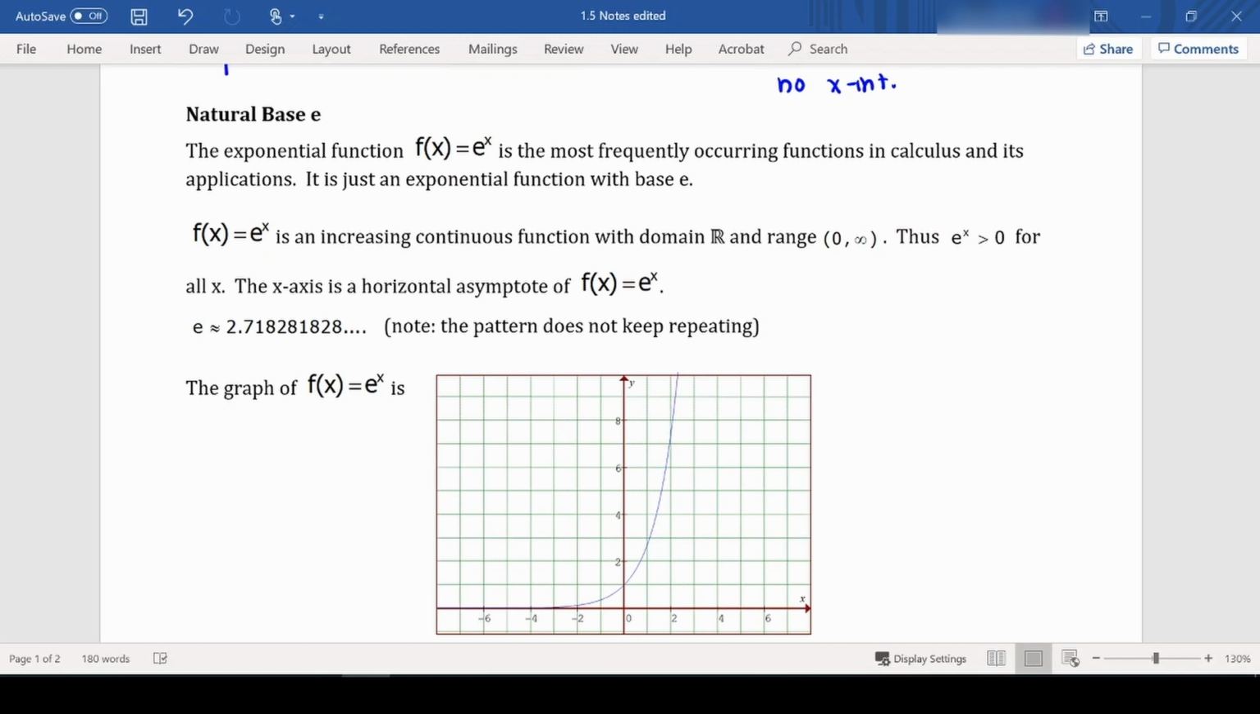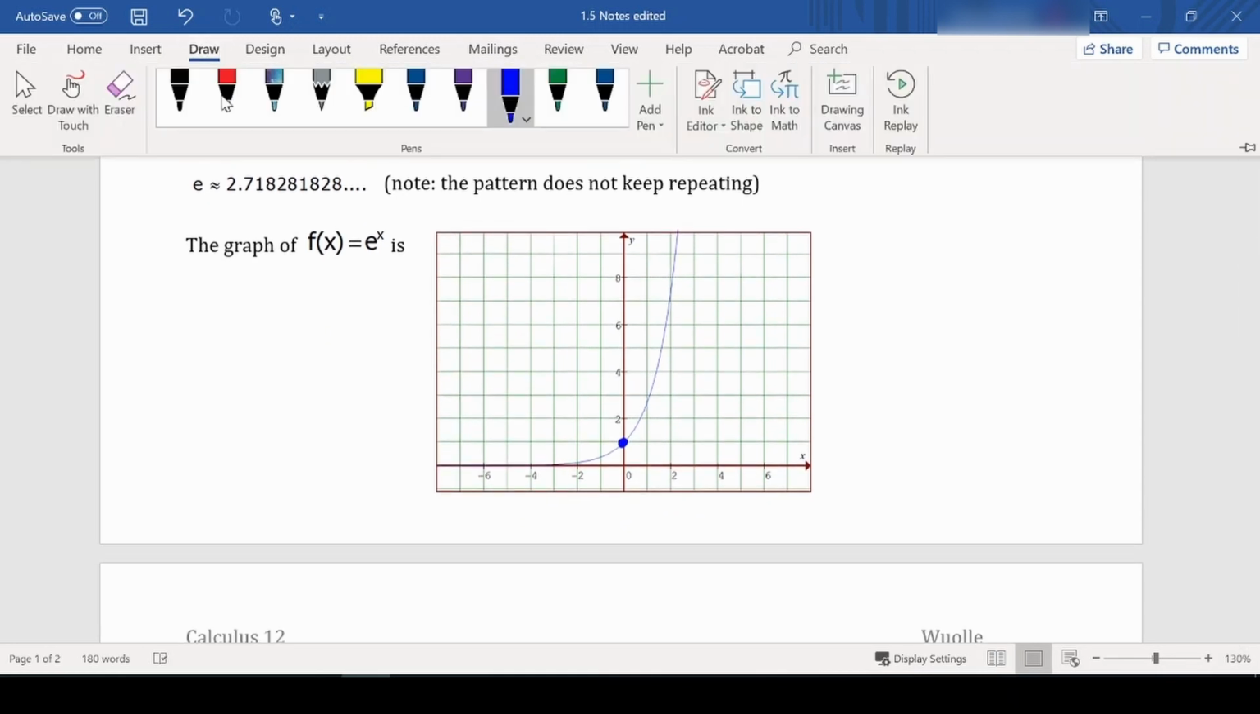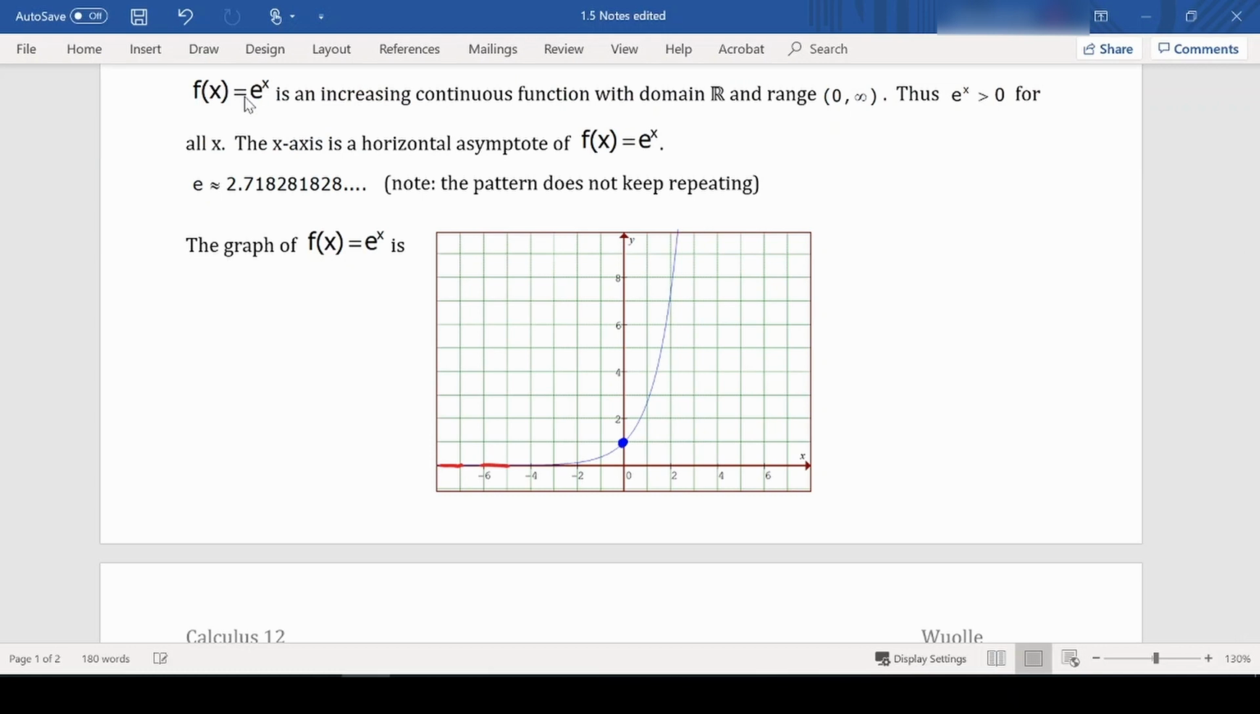It is an increasing function because e is bigger than 1, and it is continuous. It has the same domain, all real numbers, and the same range, y is greater than 0. It looks like this below. It has this same y-intercept here. Okay, and we have an asymptote along the x-axis.